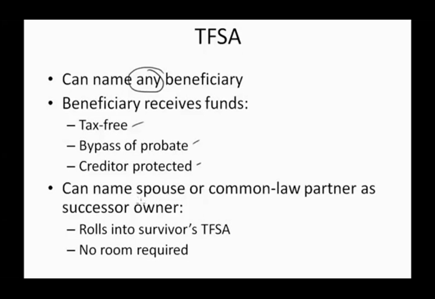Now you can, and if you have a spouse or common law partner, probably should name this person as the successor owner, a successor annuitant. The terminology varies from province to province. And if you do this, now it's going to roll into the surviving spouse's tax-free savings account, even if they don't have any room to absorb it, and it doesn't use up any of their room. So all that happens now is whatever was in the deceased person's TFSA just bounces into the surviving person's TFSA with no impact on contribution room. Any unused TFSA room is lost at that point.